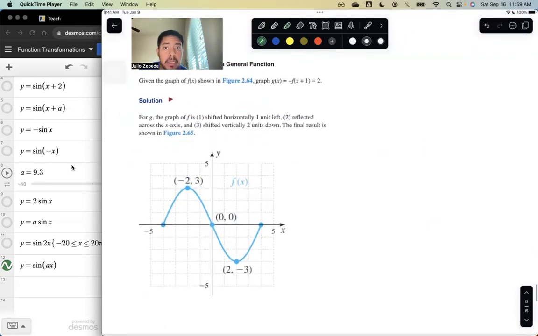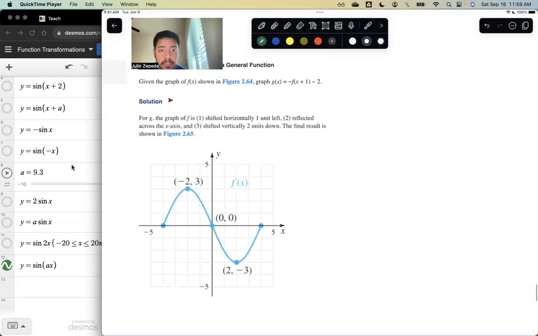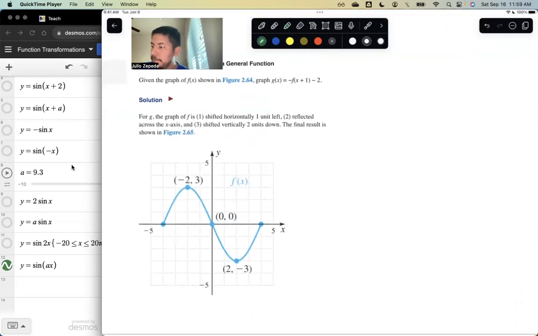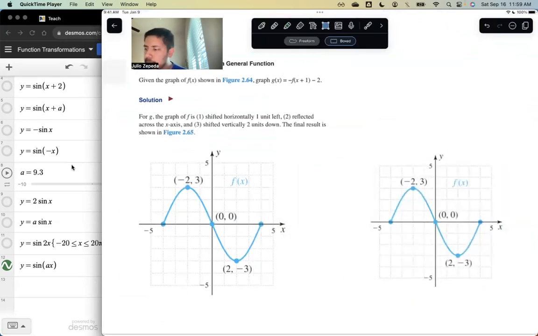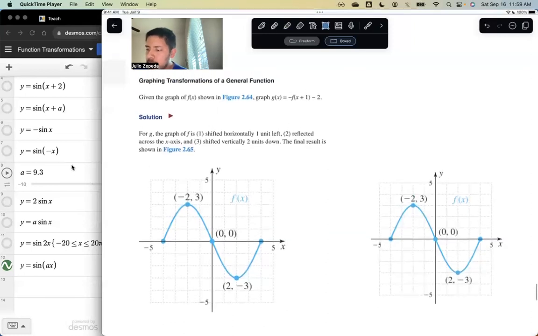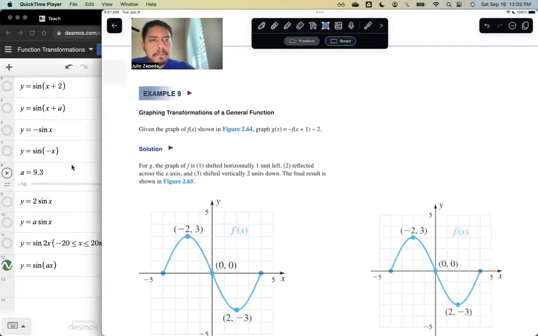So let's graph a couple things here. This is very similar to what you'll see on the worksheet. So maybe I'll do a couple of these. So let's just do this problem. This is example 9 of the textbook. Given the graph of f of x, graph g of x, which is the opposite of f of x plus 1, minus 2.